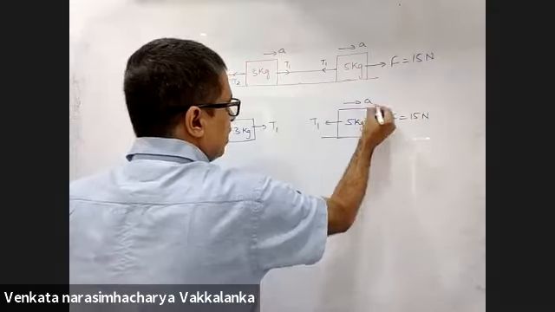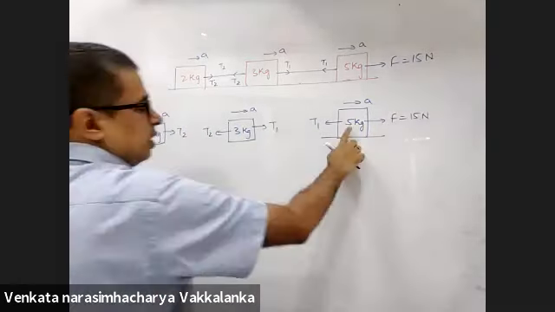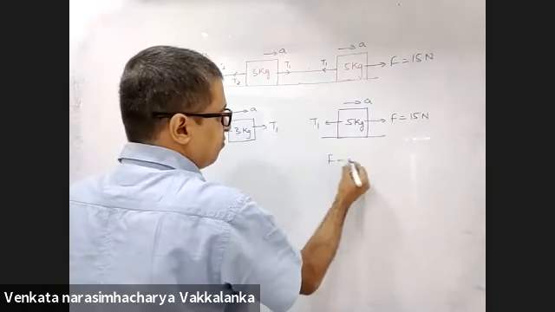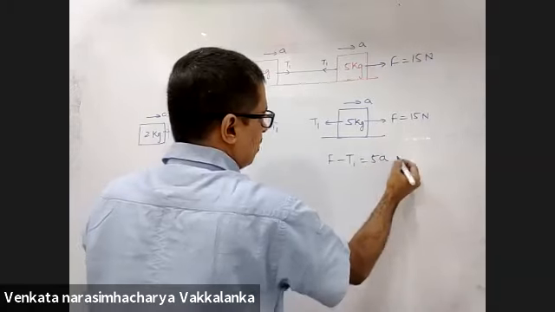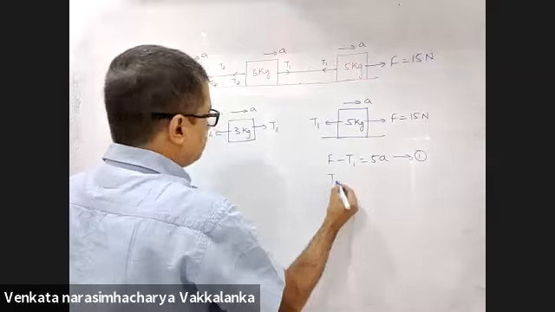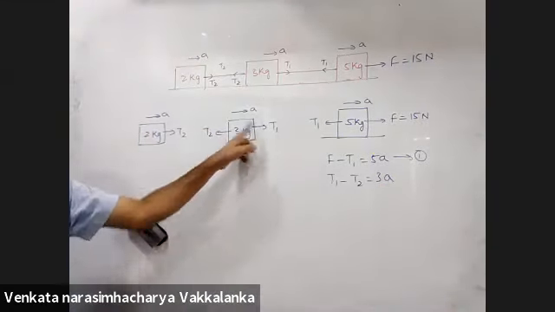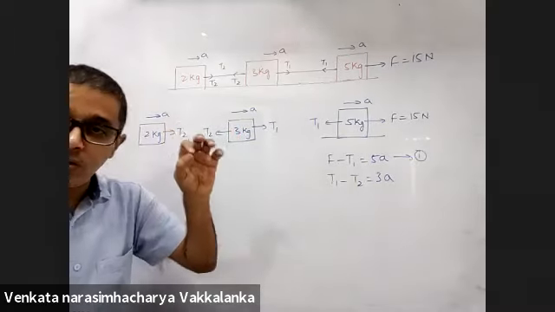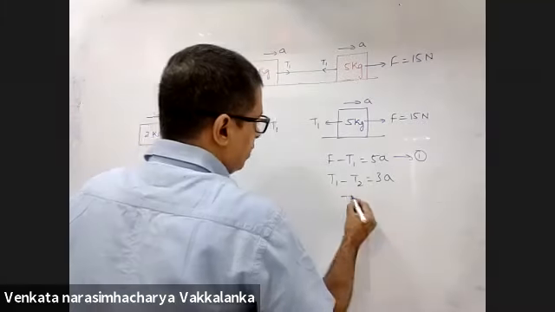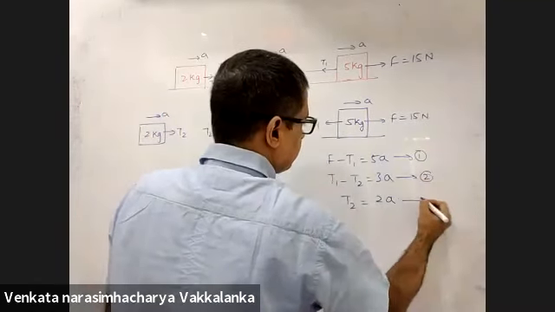Now, if this has an acceleration of A, net unbalanced force on it, F minus T1, is 5 into A. Net unbalanced force here, T1 minus T2, is 3 into A. Net unbalanced force is equal to mass into acceleration. Third, T2 is equal to 2 into A.